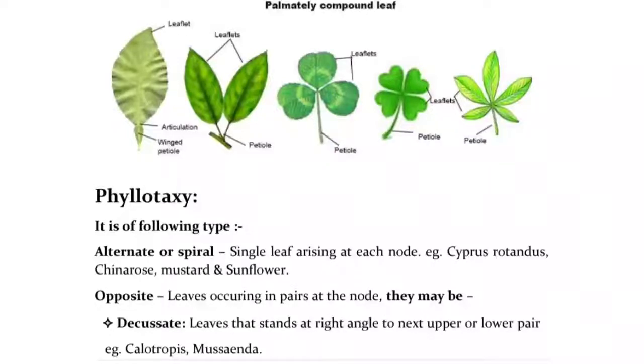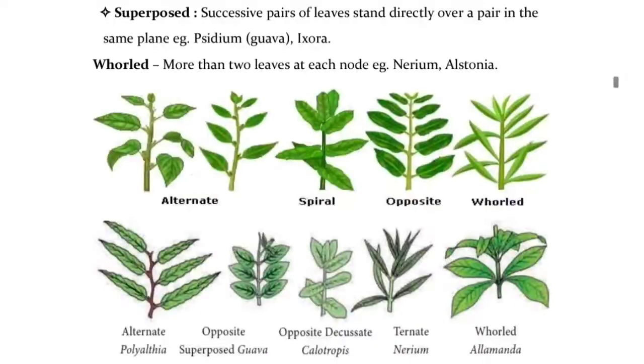Opposite: leaves occurring in pairs at the node. They may be decussate, where leaves stand at right angles to the next upper or lower pair, e.g. Calotropis, Ixora. Superposed: successive pairs of leaves stand directly over a pair in the same plane, e.g. Psidium, guava, etc. Whorled: a whorl holds more than two leaves at each node, e.g. Nerium, Alstonia.